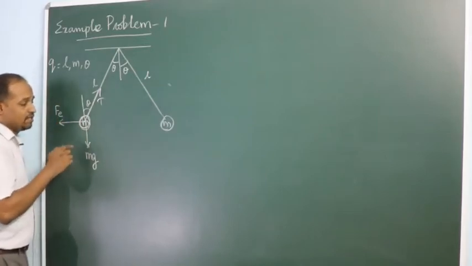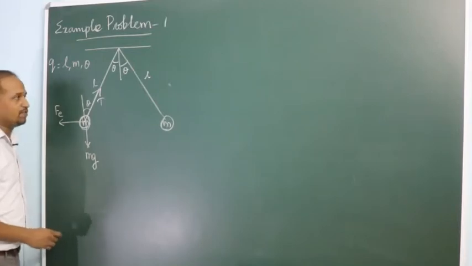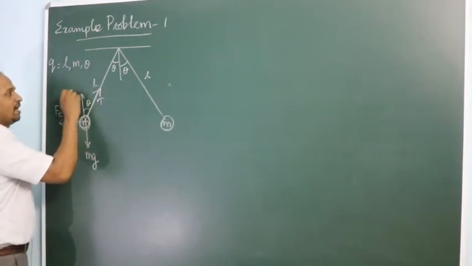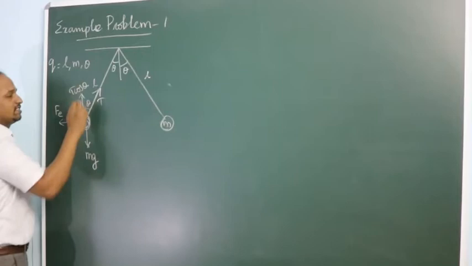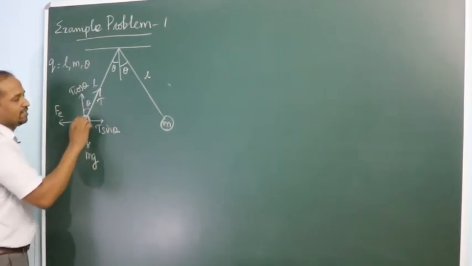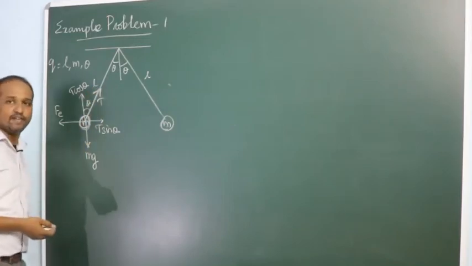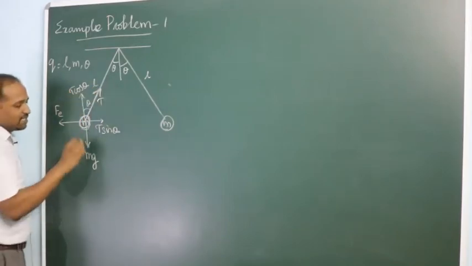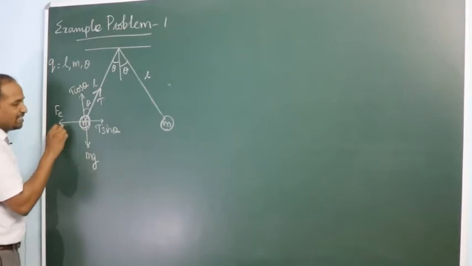Because it is at rest, mg has to be balanced by some other force and Fe has to be balanced by some other force. T has this component T cos theta, and T has the other component T sin theta. These are rectangular components, we had seen enough in the last year. This T cos theta is balancing mg, T sin theta is balancing Fe.